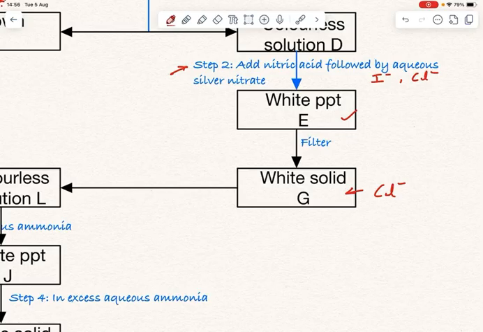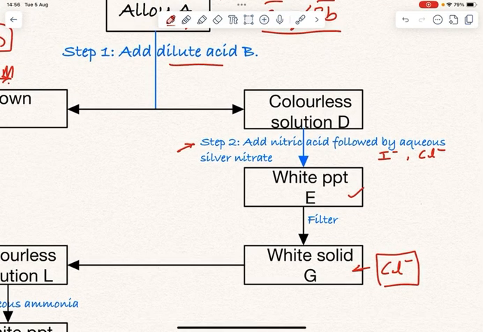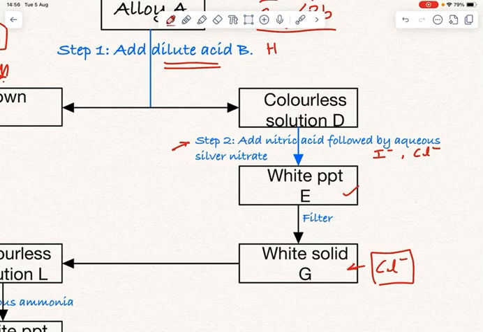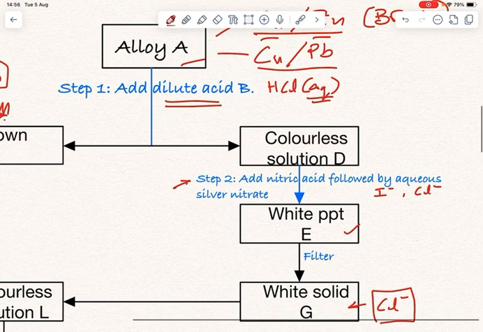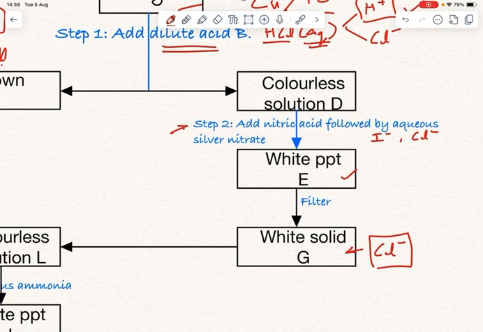Where does it come from? Obviously, it comes from the dilute acid B. That means your acid must be HCl(aq). Please remember to put aq for your acid, as it is aqueous, meaning it dissolves in water. Your solvent must be water, and once dissolved in water, hydrogen chloride will be split into H plus and Cl minus. That's the property of an acid, remember? A strong acid undergoes complete ionization.